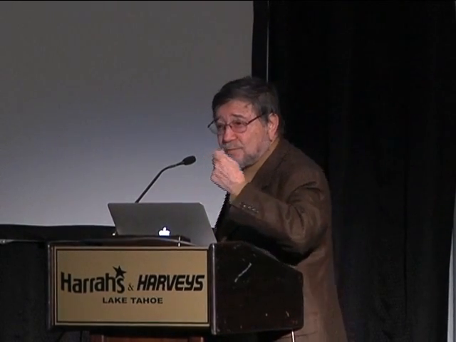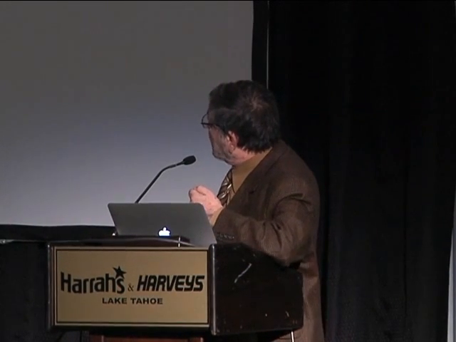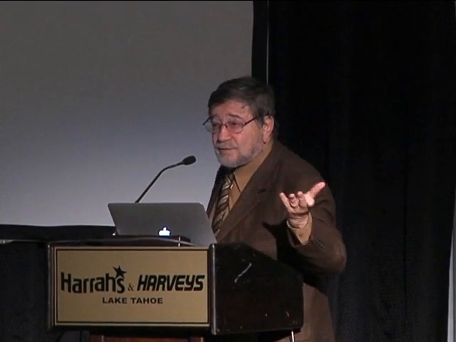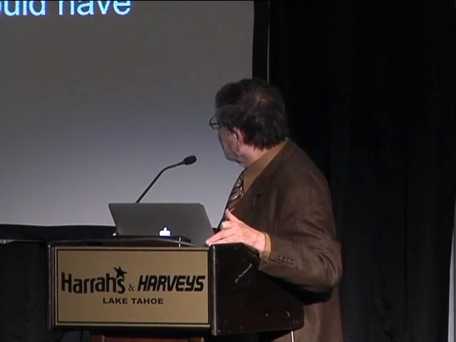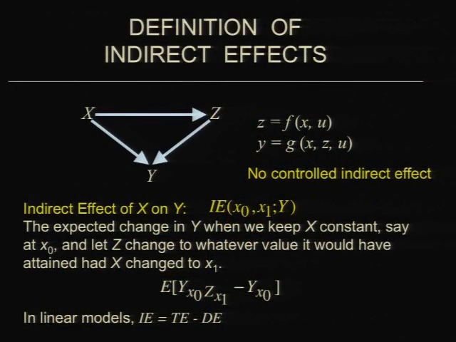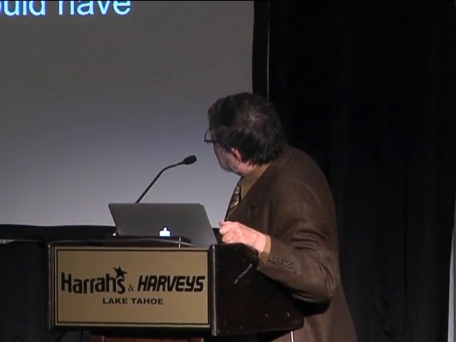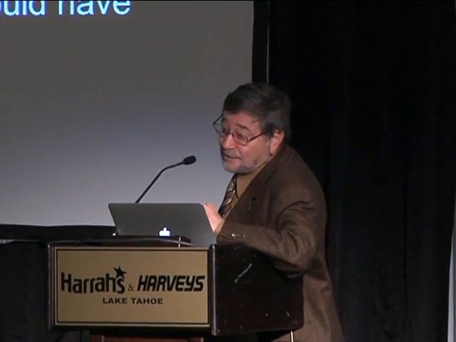Because indirect effect cannot be defined by controlling anything. There's no variable that you can fix in order to disable the direct effect from X to Y. Nothing you can fix to disable that one so that the result that you measure, the correlation you measure, can be attributed to the indirect effect. So what do you do? You have to define it in the same way, and that definition goes like that. The indirect effect of X on Y is the expected change in Y when you keep X constant. You don't vary it. You vary Z. To what level? The level it would have had if X changed.